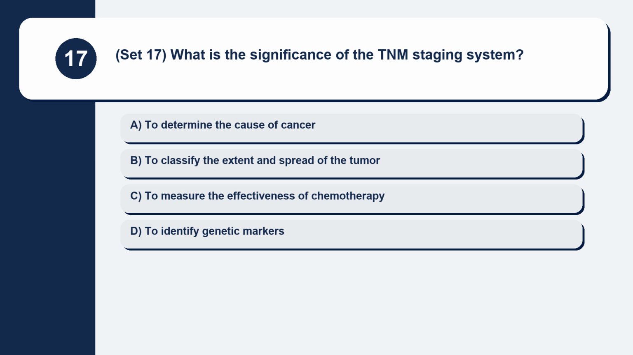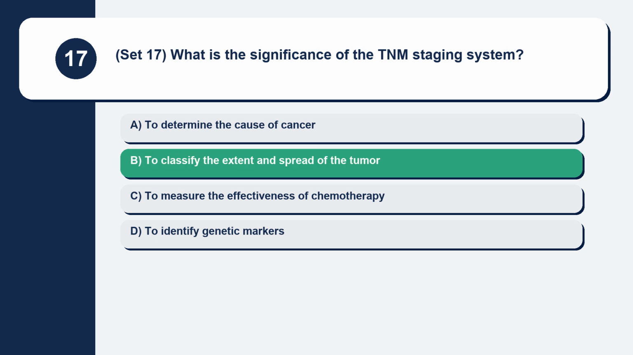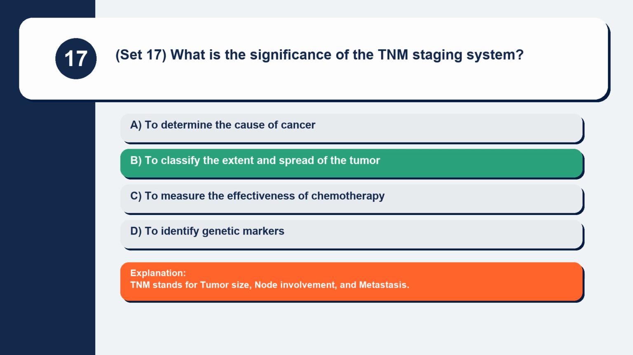Question 17. Set 17. What is the significance of the TNM staging system? To determine the cause of cancer, to classify the extent and spread of the tumor, to measure the effectiveness of chemotherapy, to identify genetic markers. TNM stands for tumor size, node involvement, and metastasis.